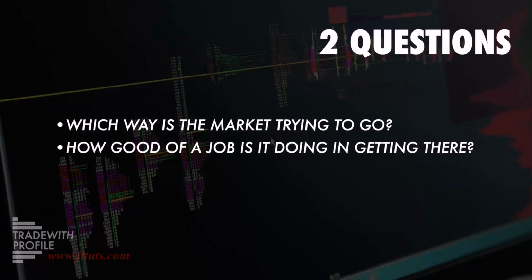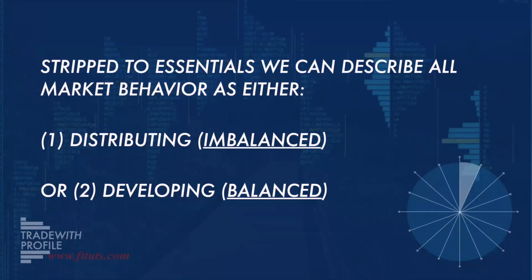Whenever I do the review for my plan every day, the first thing I do after the market's closed, I look for the next session and say, okay, which way is the market trying to go? And then how good of a job is it doing in getting there? How I can help answer this question is that if I stripped everything to essentials, I can describe all market behavior as either distributing, or in auction theory, we call that imbalanced, or developing, which we call balanced. And there are other synonyms as well.